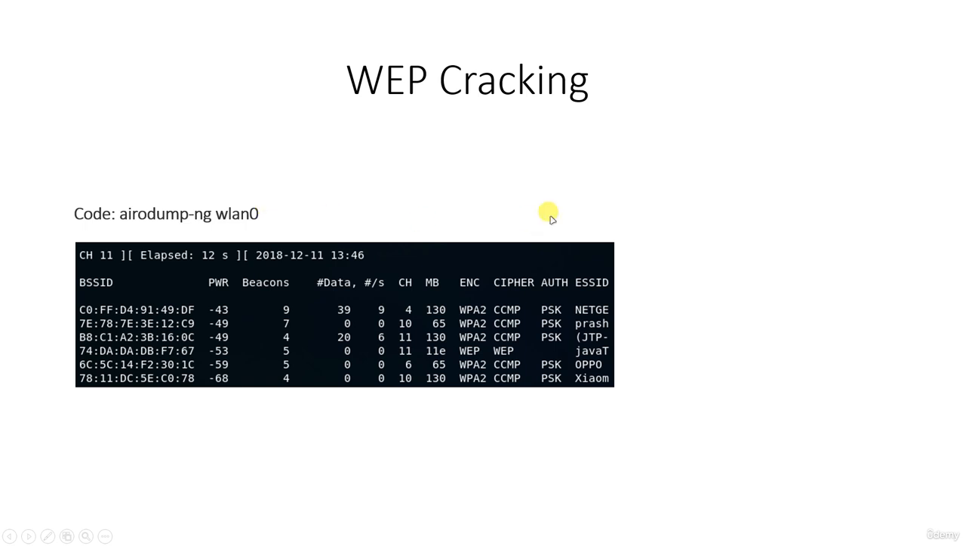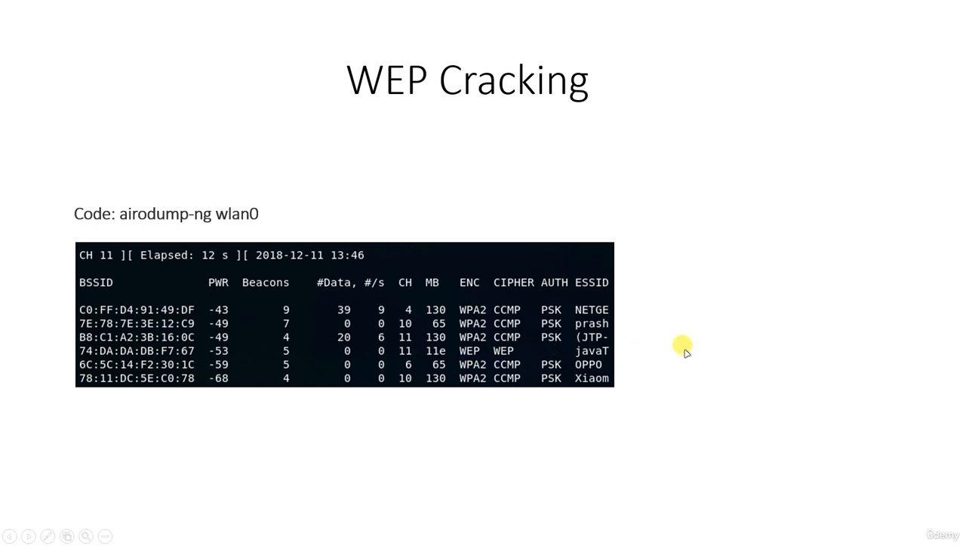Just run this command to see all the networks that are within our Wi-Fi range, and then we will target one of those networks. Here wlan0 stands for the interface, and the following output will be displayed by executing this command. In this, the fourth network that has come up is the JavaTpoint network. As you can see, it uses WEP.